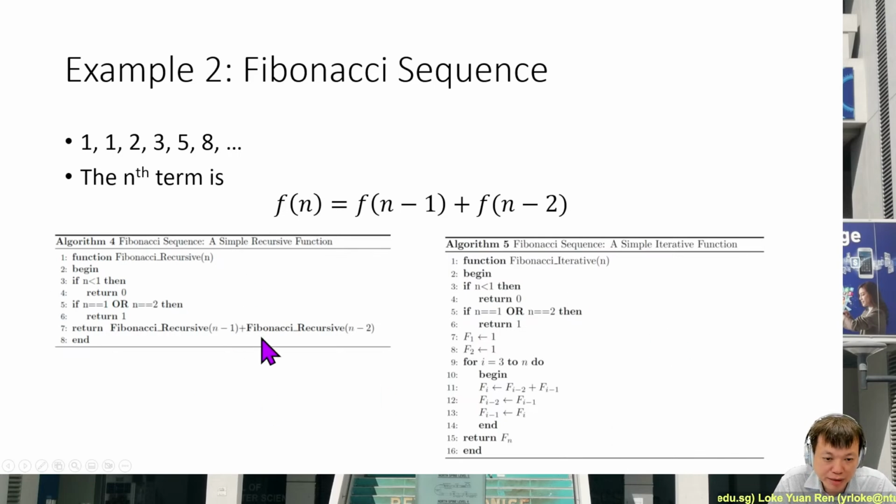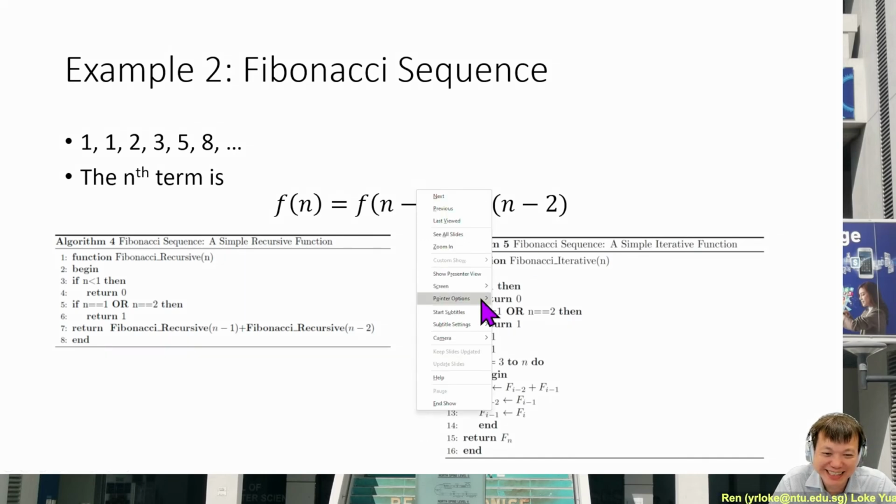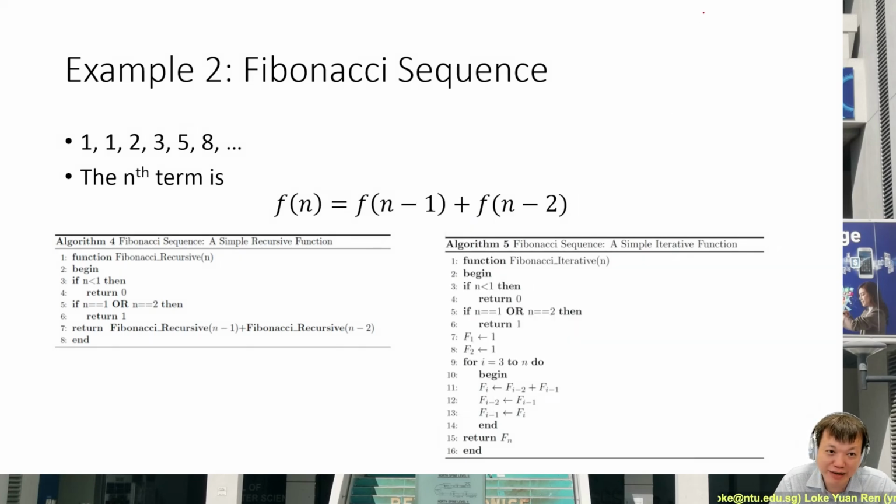Of course, I can implement the iterative way. But what do you think again? Of algorithm 4 and algorithm 5, which one is more efficient? Four. 4 is more efficient. Then it's not correct. If you think 4, then it's not correct already. If you look at 4, actually it's not really the most efficient one.